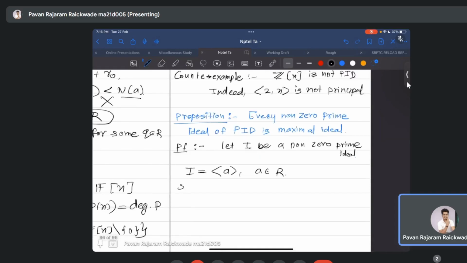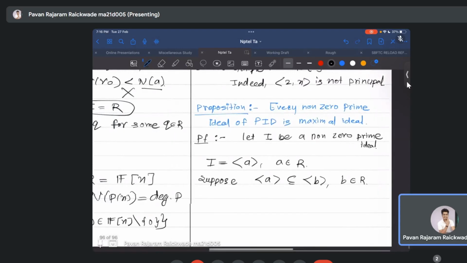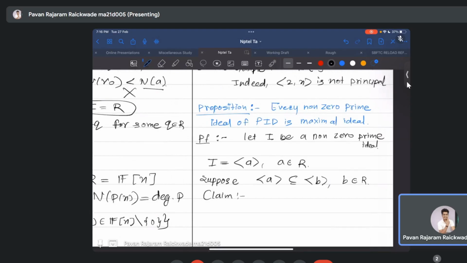Now suppose I is contained in the ideal generated by b, where b is in the ring R, right? The claim is either the ideal generated by b is the same as this, or this is the whole ring R, right?